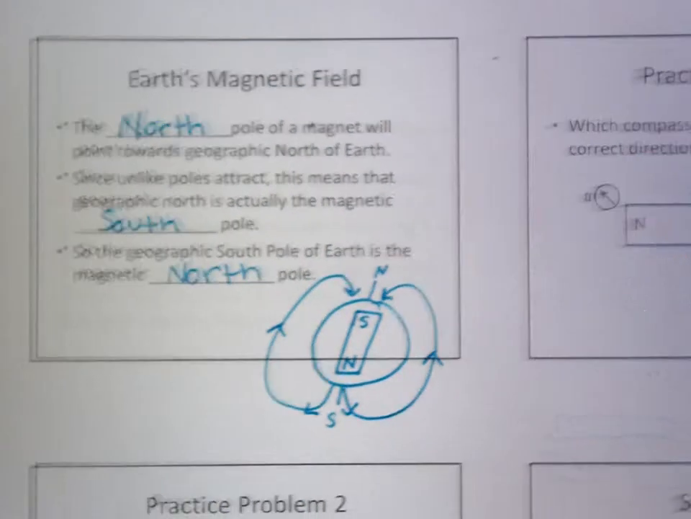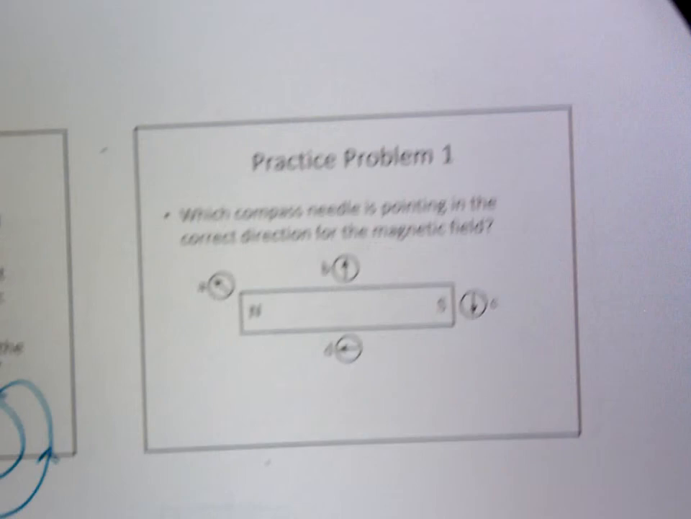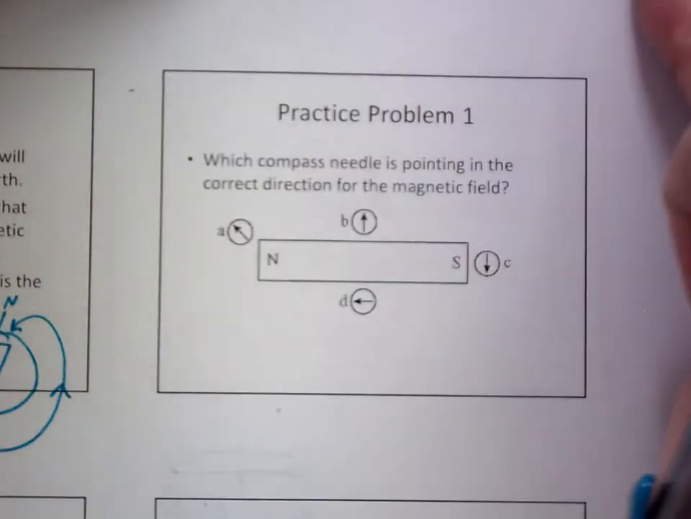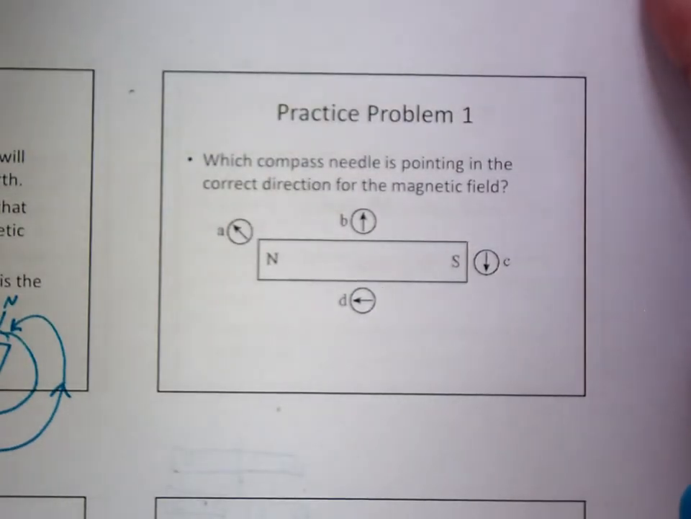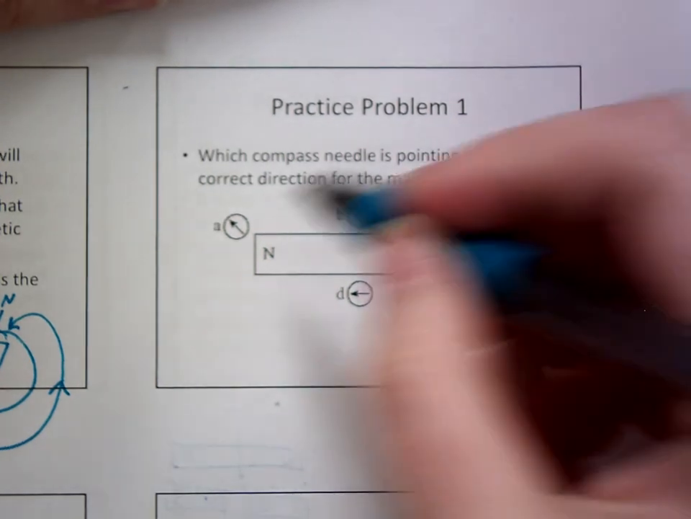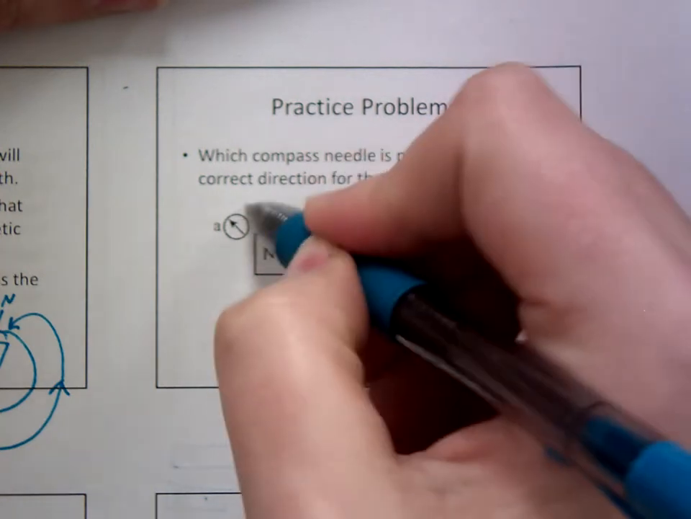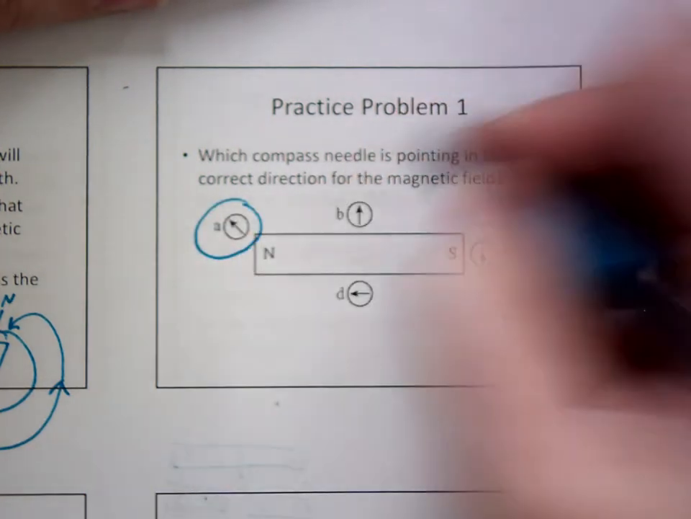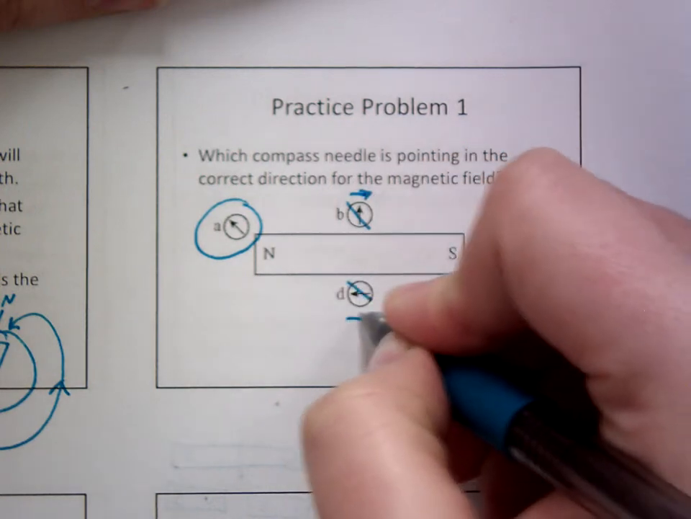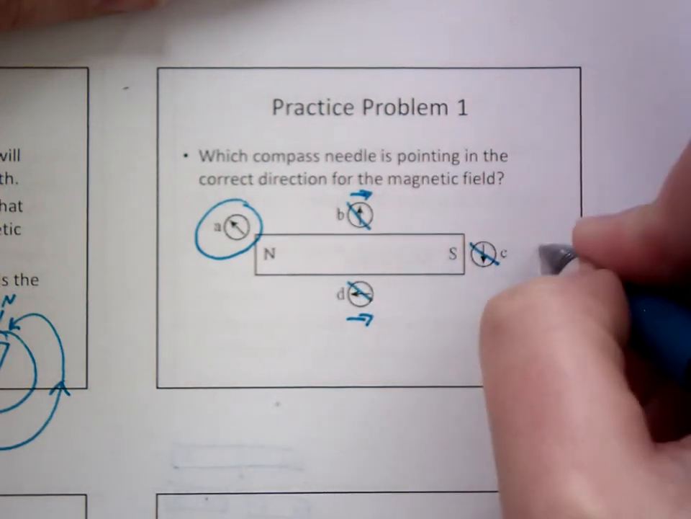So let's look at this practice problem. Which compass needle is pointing in the direction for the magnetic field? If you'd like to try this problem for yourself, you can pause the video and answer it, and unpause when you're ready to check yourself. But the compass needle that's pointing in the correct direction is A. If B was correct, it'd be pointing to the right. Same with this one. C should be pointing that way.